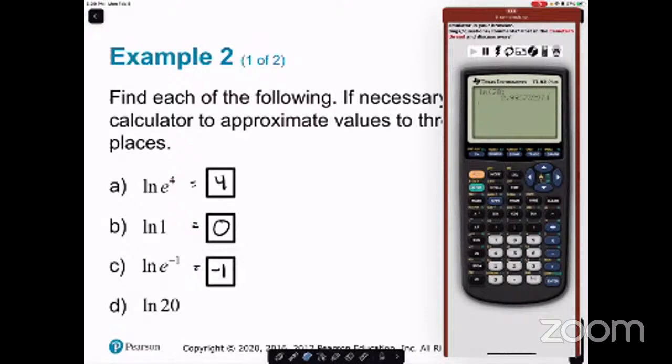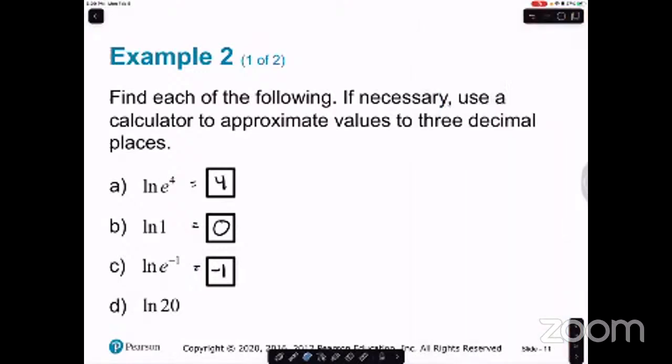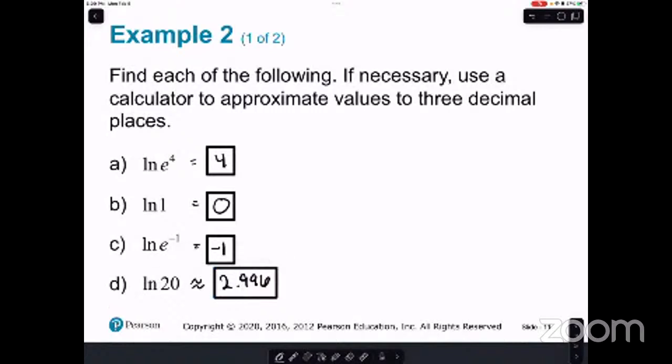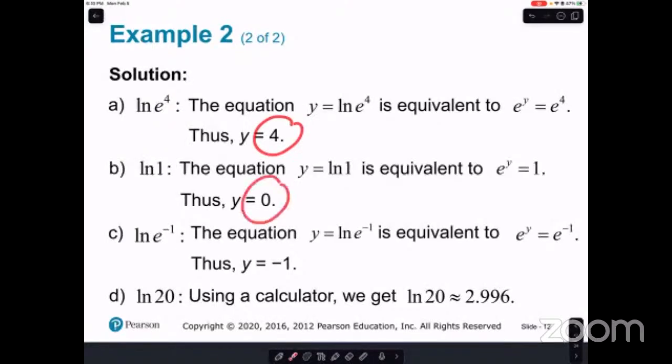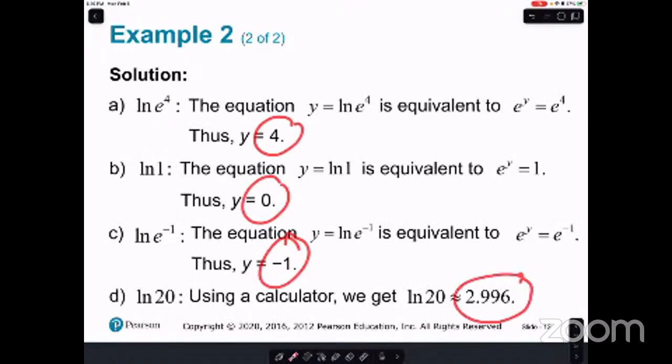Okay, we still got about 5 minutes before I check attendance again. All right. I feel like these weren't too terribly bad. We got our 4, 0, -1, and approximately 2.996. Okay, I feel like those weren't too bad.